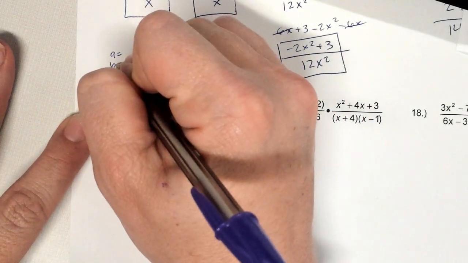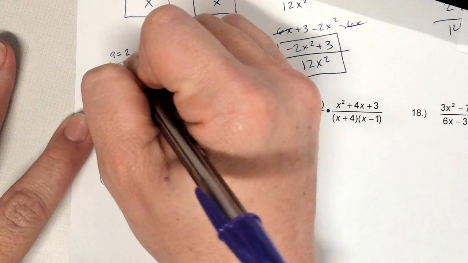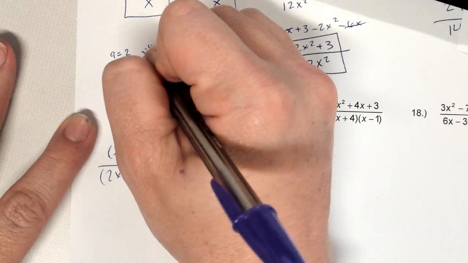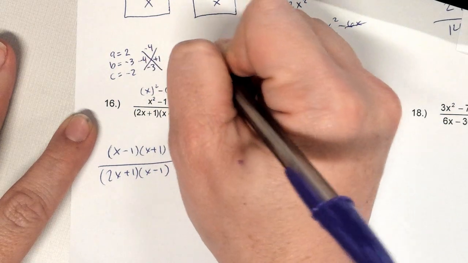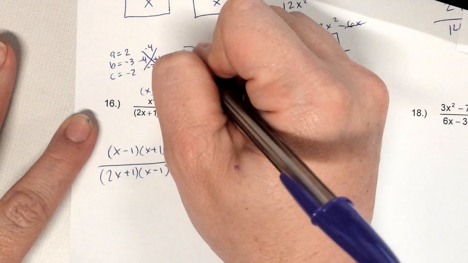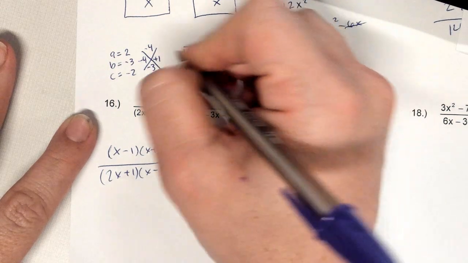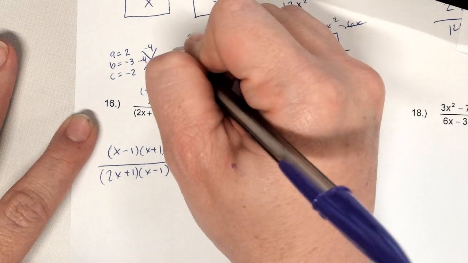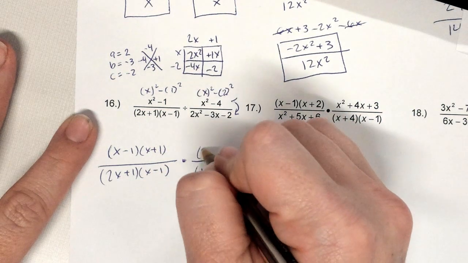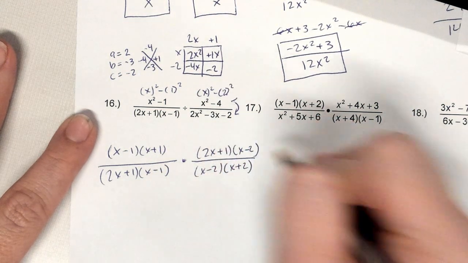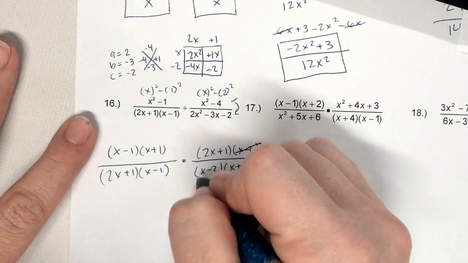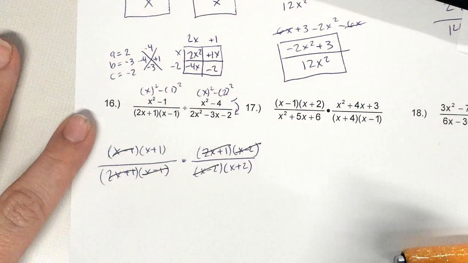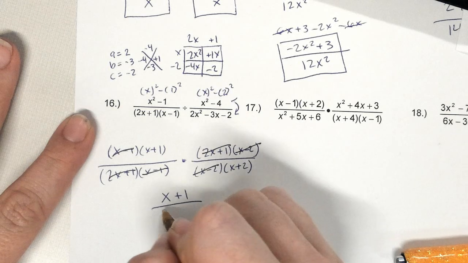A is 2, B is negative 3, C is negative 2. 2 times negative 2 is negative 4. B is negative 3. Negative 4, positive 1. So 2x squared, negative 4x, positive 1x, negative 2. So 2x plus 1, x minus 2. So now we cancel x minus 2, x minus 2, 2x plus 1, 2x plus 1, x minus 1, x minus 1, nothing else, so we are left with x plus 1 over x plus 2.